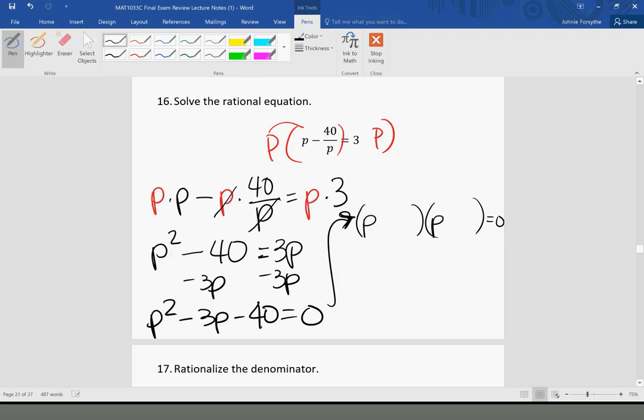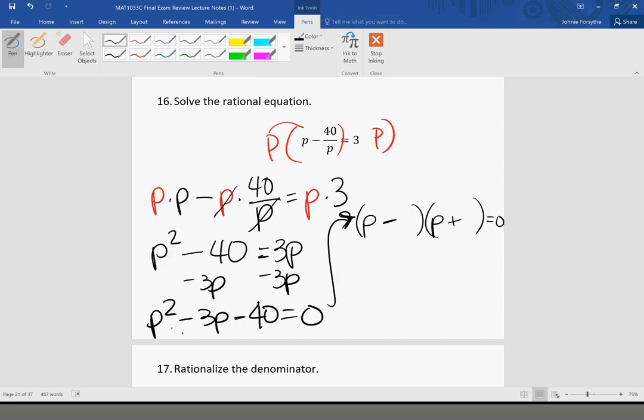It's definitely going to be p times p. Now my sign rules are as follows. Bring down the negative, bring down the first sign, and then multiply these two signs together to give me the next sign. So negative times a negative is a positive. So now I need two numbers that will multiply to give me negative 40 and subtract, because 40 is negative, to give me 3. That would be 8 and 5.